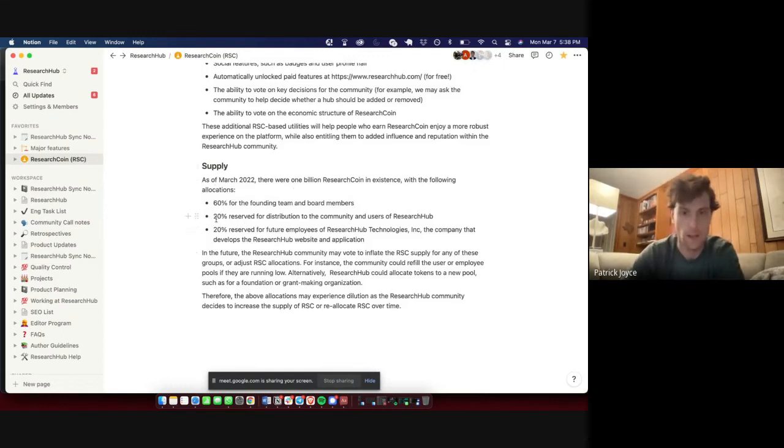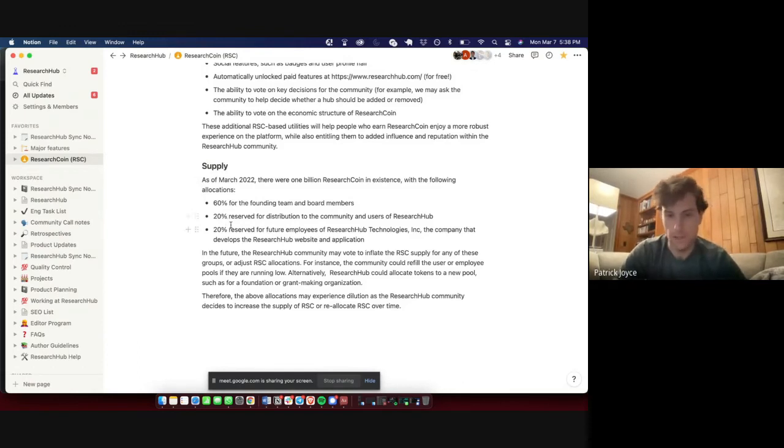And so the way that we see this working into the future is essentially whenever any of these buckets run out, we'll hold a vote to mint new tokens, replenish it for a predetermined period of time. And then it gives us flexibility to essentially make decisions on the fly as a community to make sure each one of these buckets are appropriately funded with Research Coin.